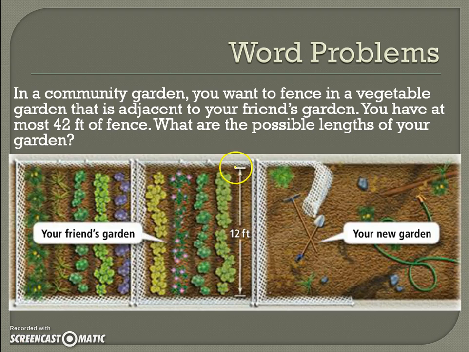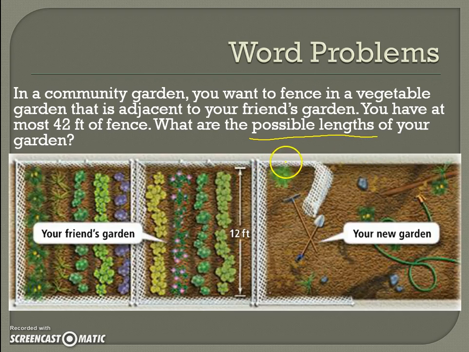Another kind of problem here is a word problem. It says in a community garden, you want to fence in a vegetable garden that is adjacent to your friend's garden. You have at most 42 feet of fence. What are the possible lengths of your garden? So here is why this is an inequality instead of an equation. It says, what are the possible lengths? As in, there's more than one length.